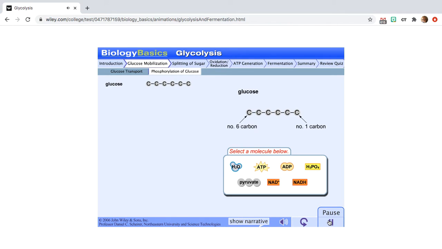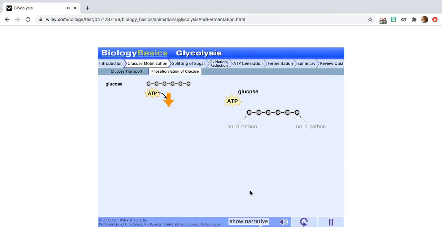Select the molecule which will contribute a phosphate group to glucose from the list and drag it to carbon number 6 of glucose. That's right, a molecule of ATP is utilized. Glucose is transformed into glucose 6-phosphate. Energy, in the form of a molecule of ATP, must actually be used to begin the glycolysis pathway.